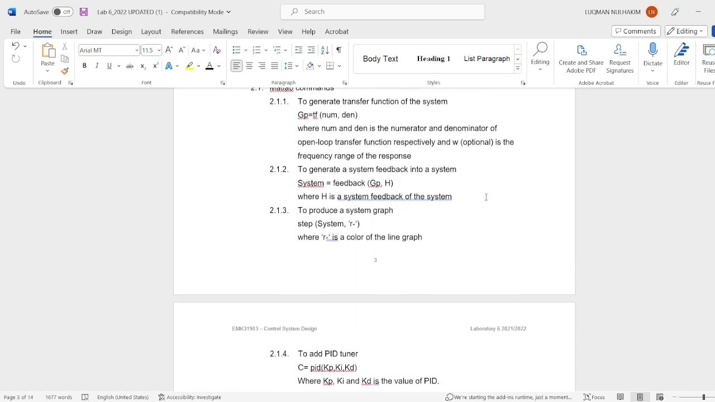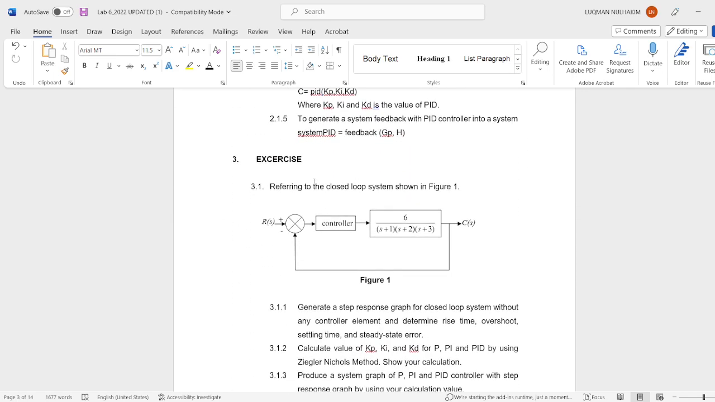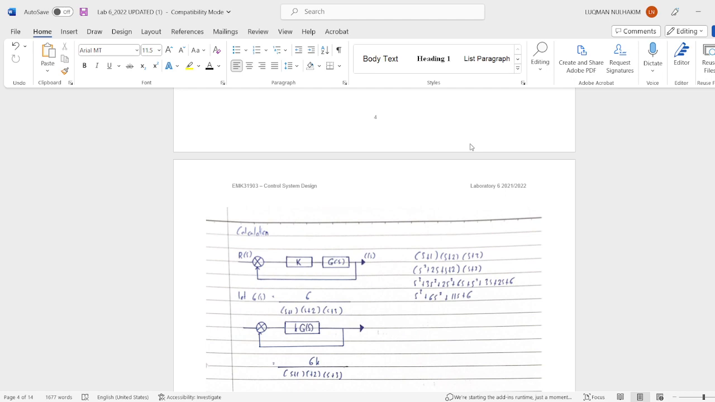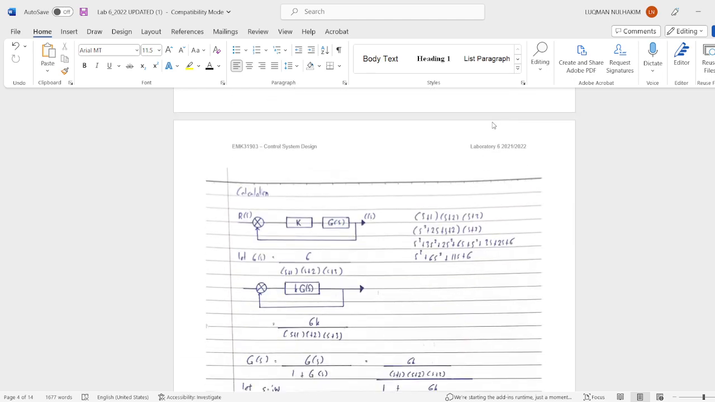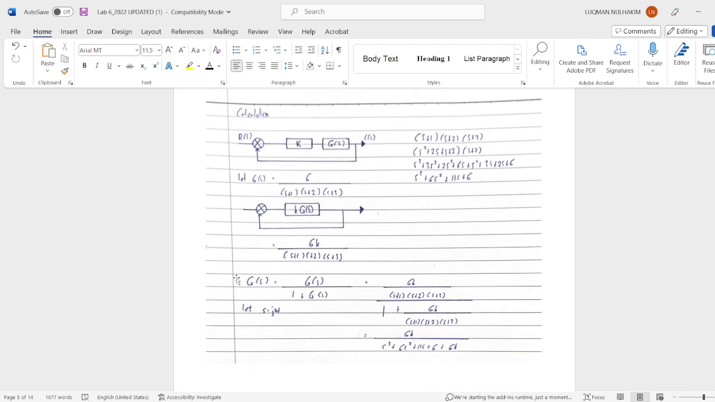So the exercise refers to this closed loop system, 6 over (s plus 1)(s plus 2)(s plus 3) plus a controller with unity closed loop. From this closed loop system, we can do the calculation. As you can see, we combine the K with the G(s), which is 6 over (s plus 1)(s plus 2)(s plus 3), and after we combine, we convert the closed loop into one open loop.